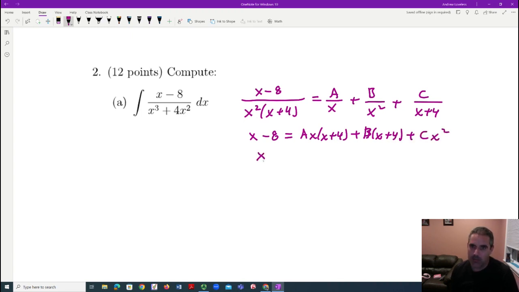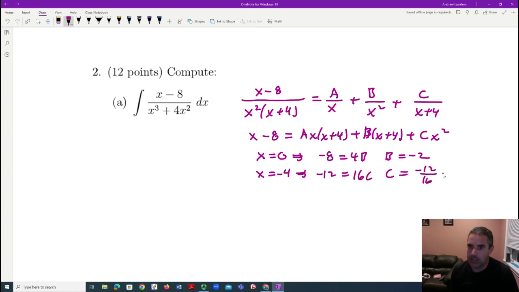And then I talked about how if I was doing this, I would next plug in one of the values that makes things 0 here. This would give you a negative 8 equals 4b. You would get b is negative 2. I would plug in x equals negative 4, which would give me negative 12 equals 16c. So I would get c is negative 12 over 16, which is negative 3 over 4.